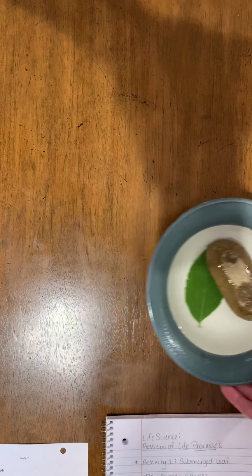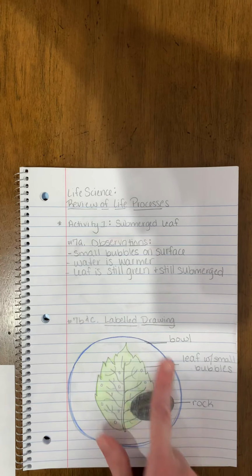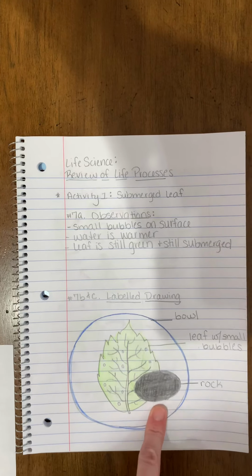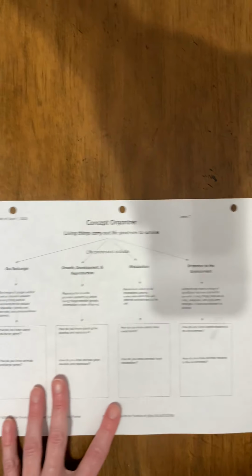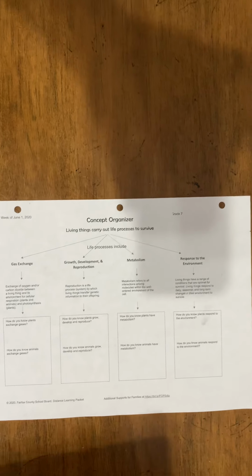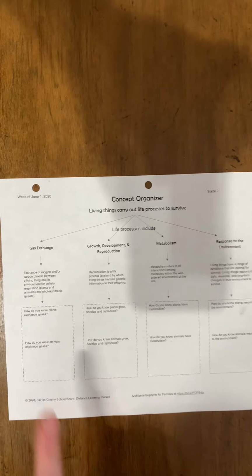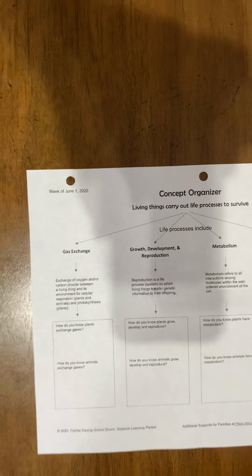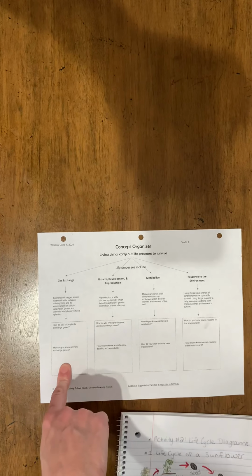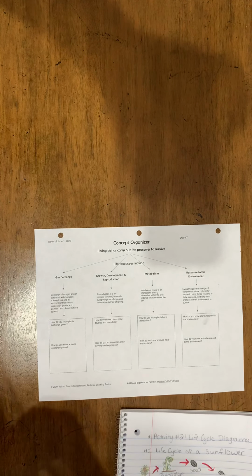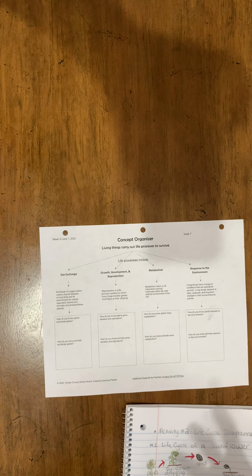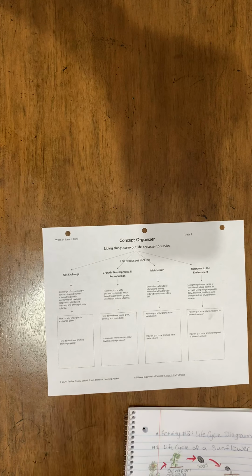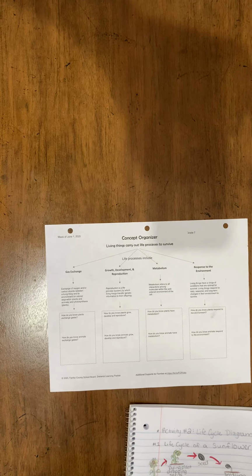You're going to, in your notebook, make some observations about what you see after 2 to 3 hours, and then make a drawing and label it of your leaf in the water as well. Then you're going to use your concept organizer, which is provided in the packet for you, and you're going to answer this first question concerning gas exchanges, okay? So how do you know that plants and animals exchange gases? So again, use your information from those previous packets and from your life experiences and answer the question, how do you know that plants are exchanging gases, and how do you know that animals are exchanging gases as well?